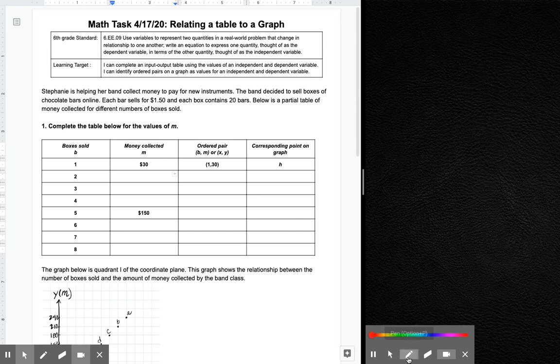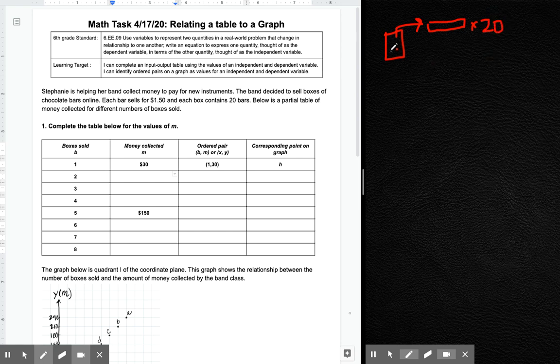So let me just draw, as we often do, to make sure we understand. So this is going to be our box of chocolates, and then inside we've got individual bars, and there's 20 of those. Okay, so inside this box there's 20 bars, and if this bar right here is $1.50, then we would have to multiply that by 20 to know how much money you can earn from one box, okay? And that's exactly what they've done here.